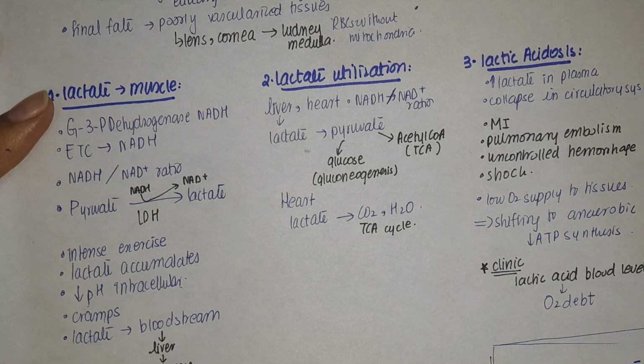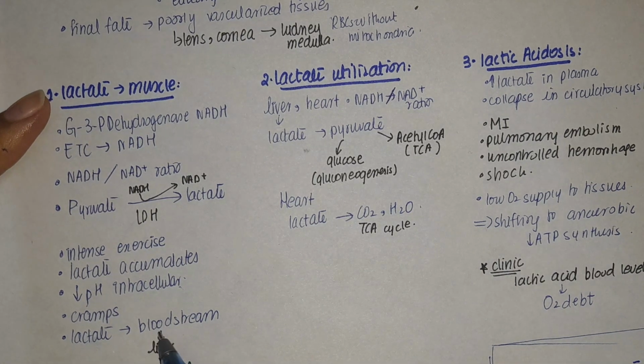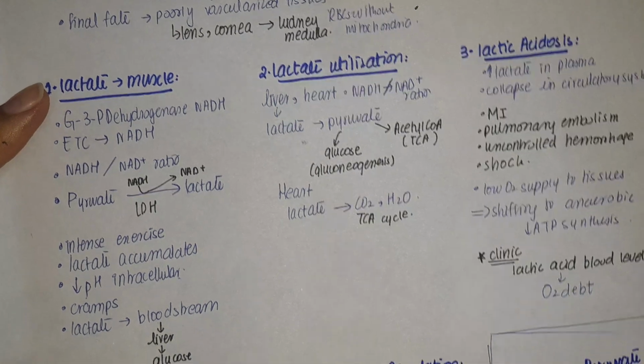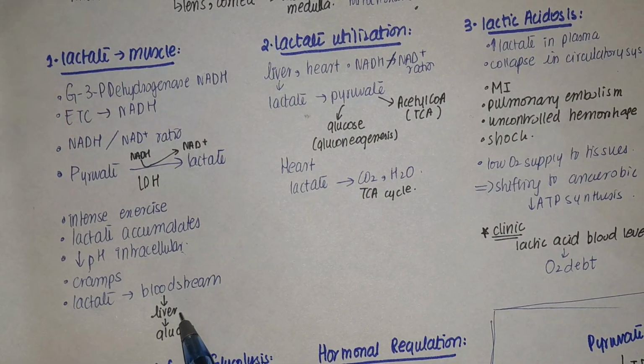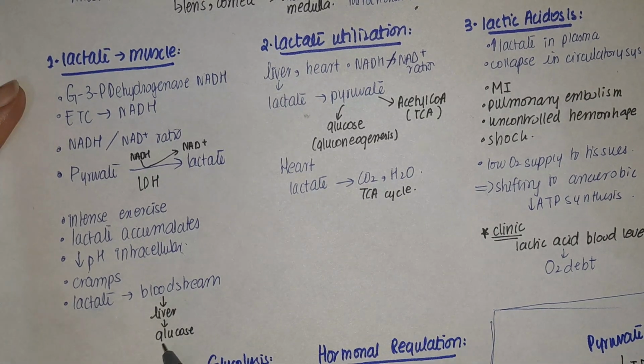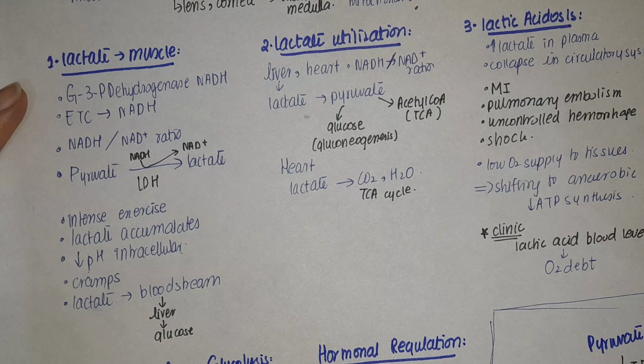And what happens further? This lactate that is continuously being produced in your muscle cell now goes out into the bloodstream. From the bloodstream, it goes into the liver, and by means of gluconeogenesis, we can get glucose produced from it. So we'll talk about gluconeogenesis in some other video. I will be making videos on that topic as well.